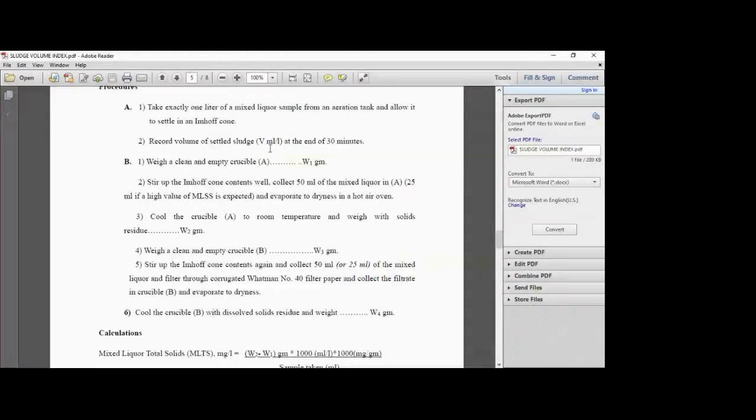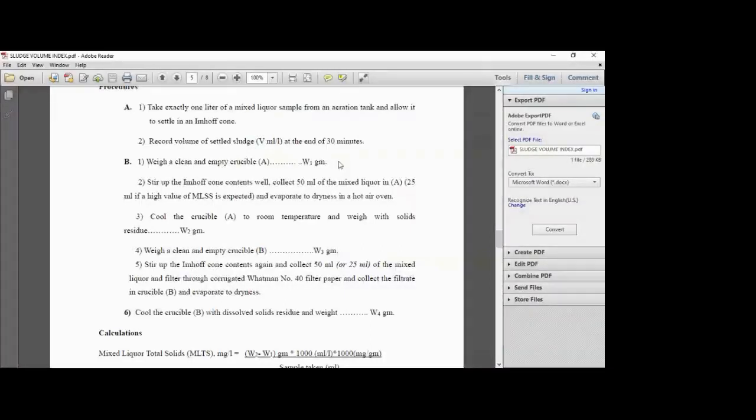So what will happen when we are keeping it in the Imhoff cone? It will behave as if it is a secondary sedimentation tank, and the sludge will get settled. So after 30 minutes of settling, we have to note that down, right? There are graduations, and with the help of the graduations, you can find out how much sludge has settled.